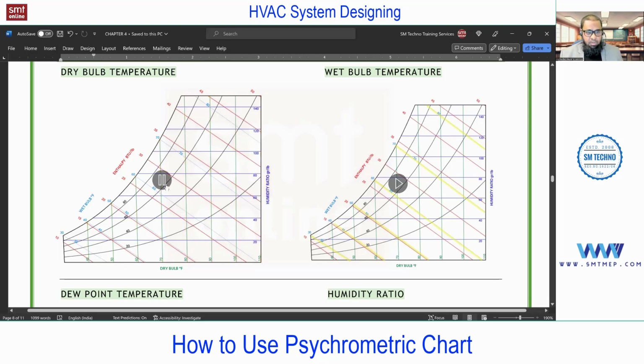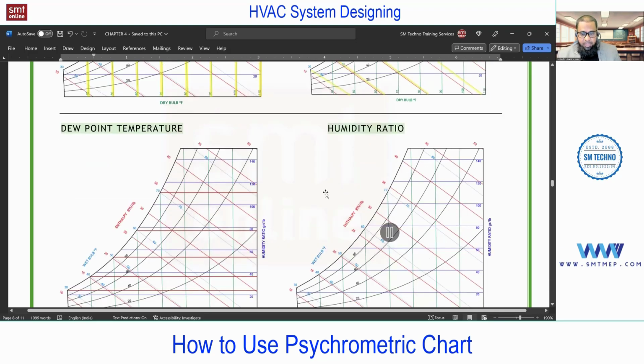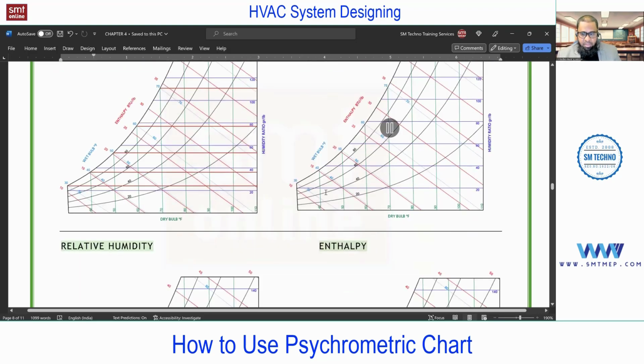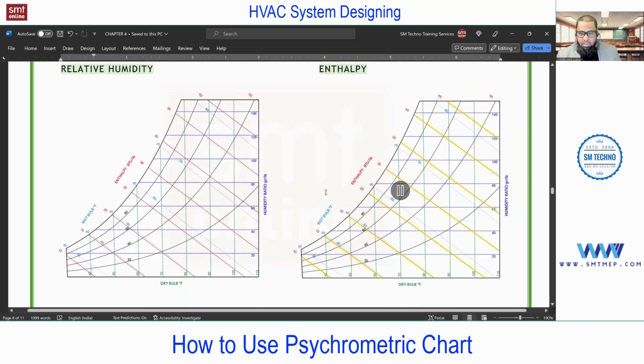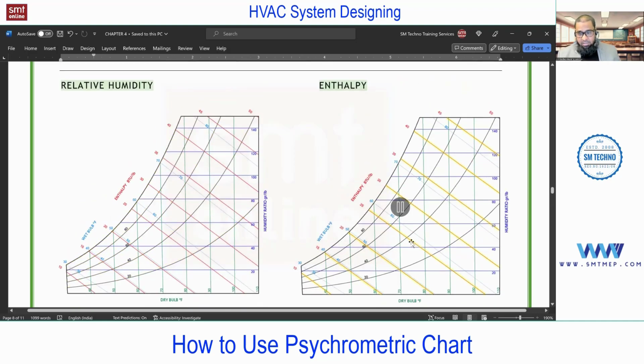Second is wet bulb temperature. Wet bulb temperature you can find on these inclined lines. You can see the highlighted line. The inclined line represents the wet bulb. But don't get confused. The inclined line is for wet bulb as well as for enthalpy, but you'll find two different scales. Can you see the enthalpy also highlighted with inclined lines of the same inclination?